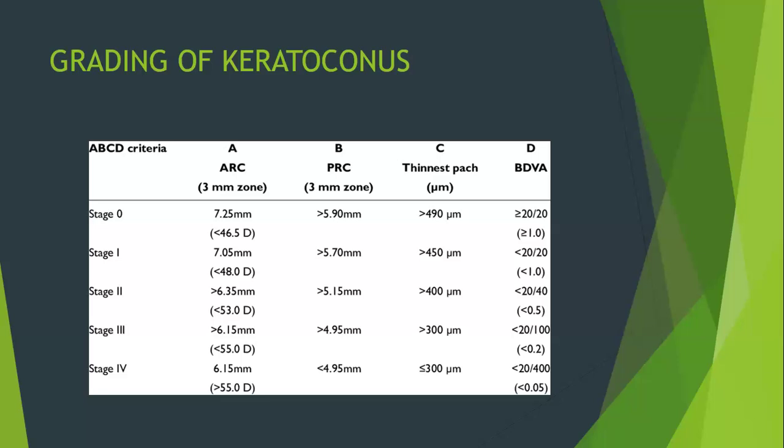Stage 2 has curvatures more than 48 up till 53. And if you have seen enough cases, then you will know that many cases which have corneal curvature more than 48 may be normal. They may look normal. So that coupled with thin pachymetry, but more than 400, is stage 2, and there will be some decrease in vision, 20/40 or 6/12. Stage 3 and stage 4 are very obvious. They have curvature more than 53, and stage 4 has more than 55. So this is the grading.